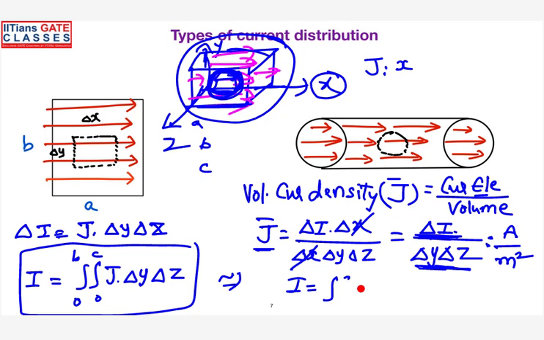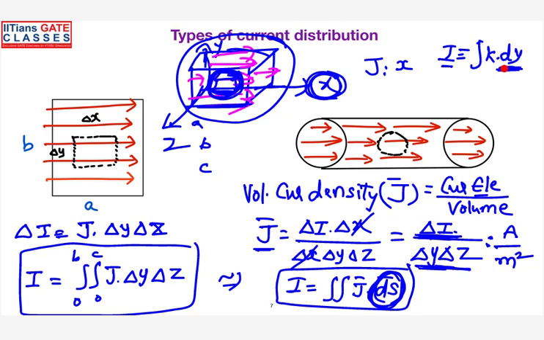This surface area, how we have to choose it: suppose the current density lies in the x direction, this surface we have to choose in the yz plane. Similarly, in the previous case, we have seen I is equal to integral K into dy. So this dy limit should be perpendicular to the direction of current. Similarly, if we know the volumetric current density, to find the total current, that is the double integral of J dot dS. So if the current density lies in the x direction, you should consider a plane in the yz plane for the integration, because your delta x component gets cancelled here.